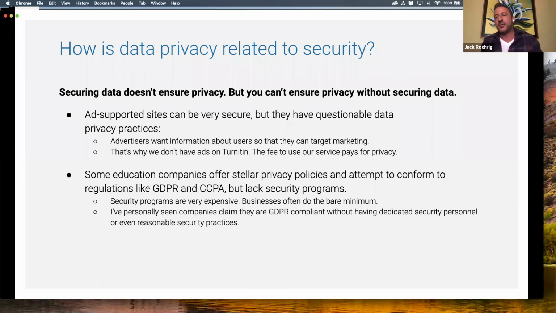GDPR has 7 key tenets, and one of those, of course, requires a very strict security program. Because if you care about data privacy and you just have the door wide open where people can peep in and take a look at what they shouldn't be looking at, then obviously the data's not private.